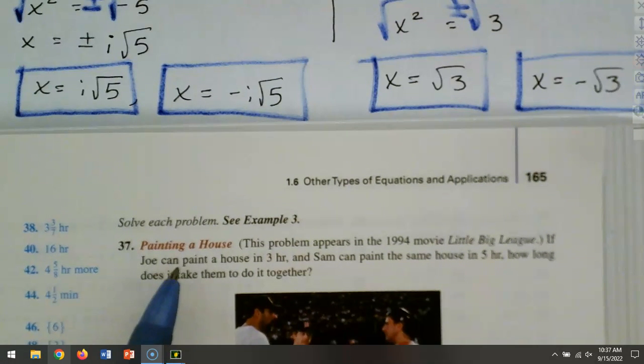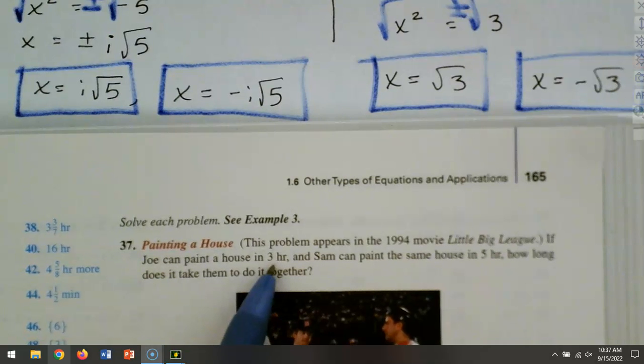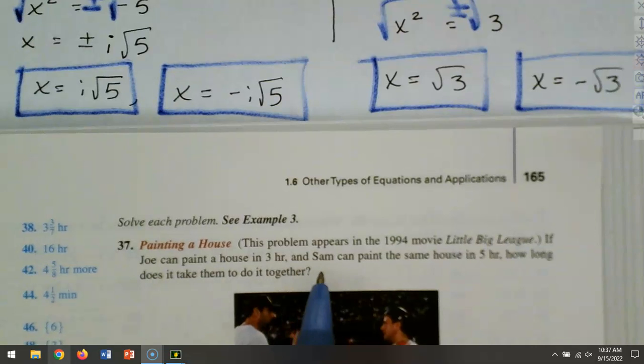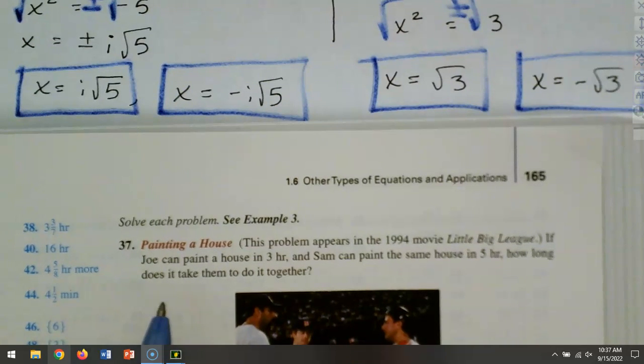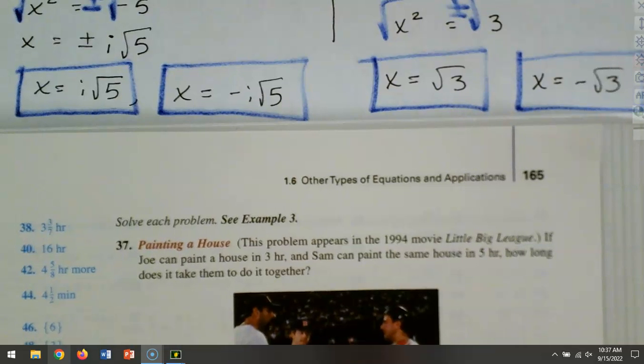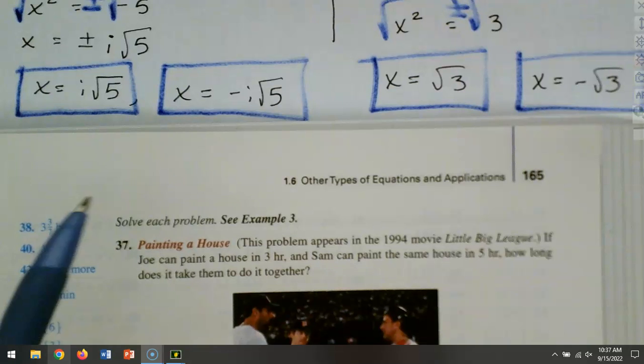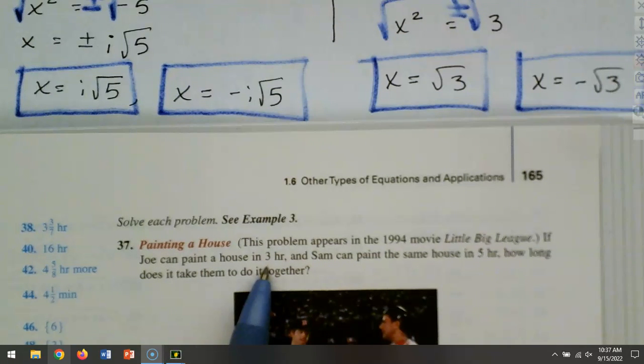We're going to be painting a house. If Joe can paint the house in 3 hours and Sam can paint the same house in 5 hours, how long does it take them to work together? Well, we can't just add them together, right? Because if I added them together, what would you get? 8, right? But we know that doesn't make sense because Joe can paint the house by himself in what? 3 hours. So we know it has to be less than 3.